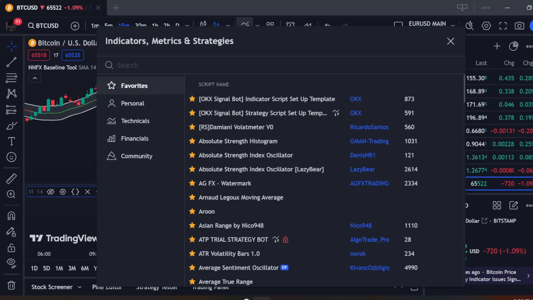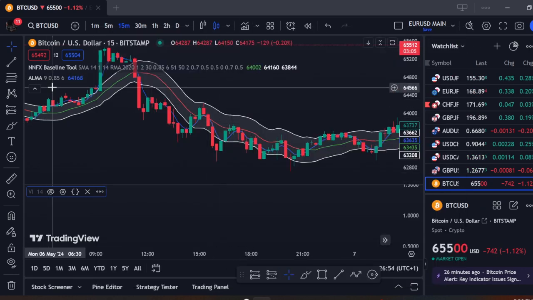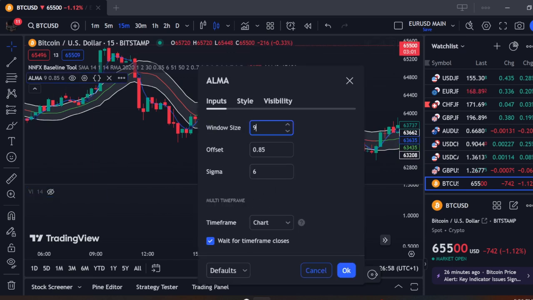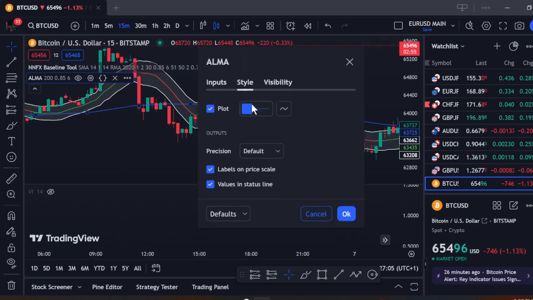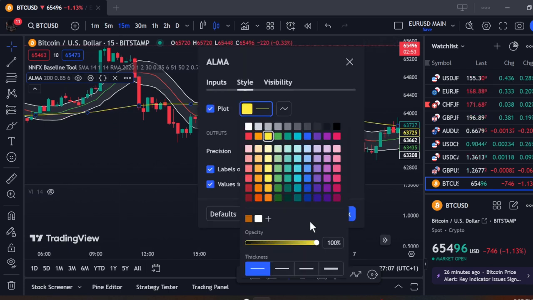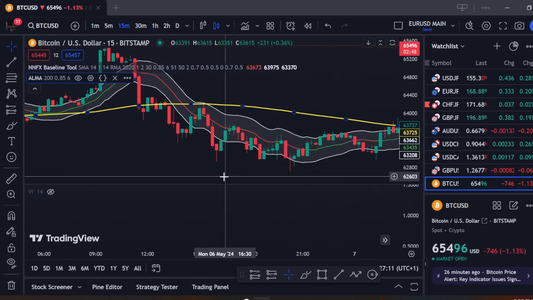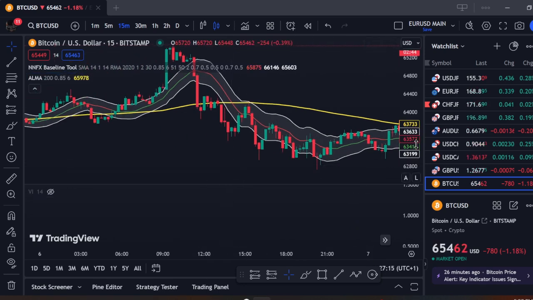Now the indicator I'm going to be adding is a very popular one, the Arnaud Legoux moving average, or the ALMA indicator. I'm going to add it to the charts and change the period to 200. I also want to change the style to a yellow, and make it a little bit thicker. Good, beautiful. Now we're just going to use the ALMA to confirm the trend.